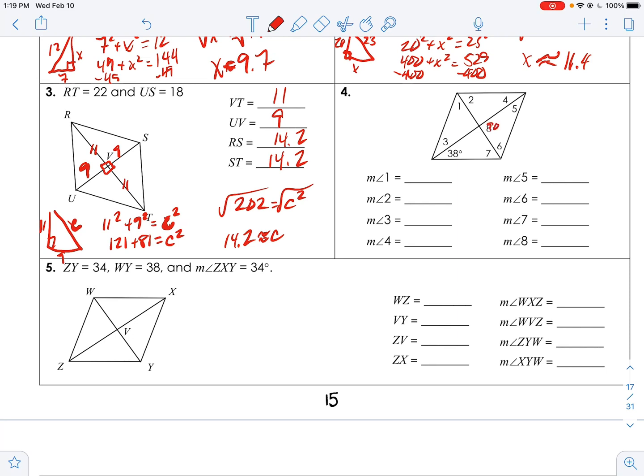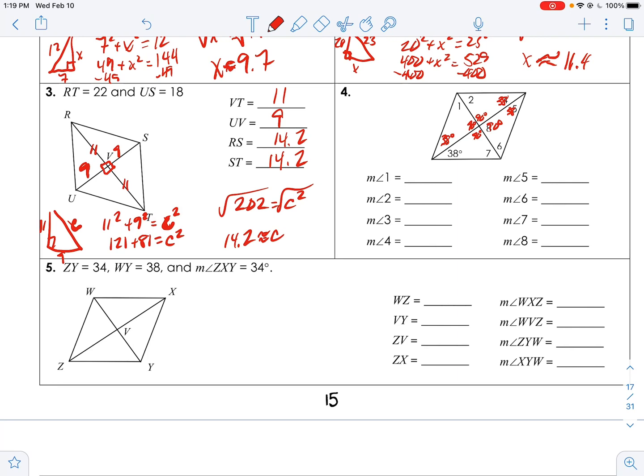Let's check out some angles. Okay. Well, we know that this one's 90, and that one's 90, and that one's 90, and that one's 90. That one's 38, so is this one. I'll do that little mark. You're 38 because they bisect. And opposite angles are congruent, so we know this is 38 and that is 38.